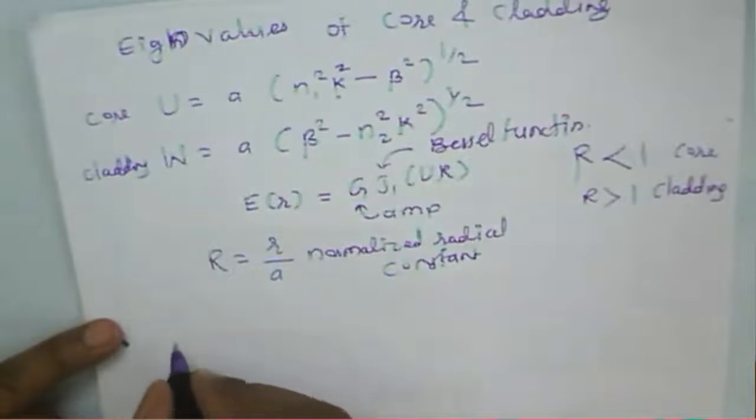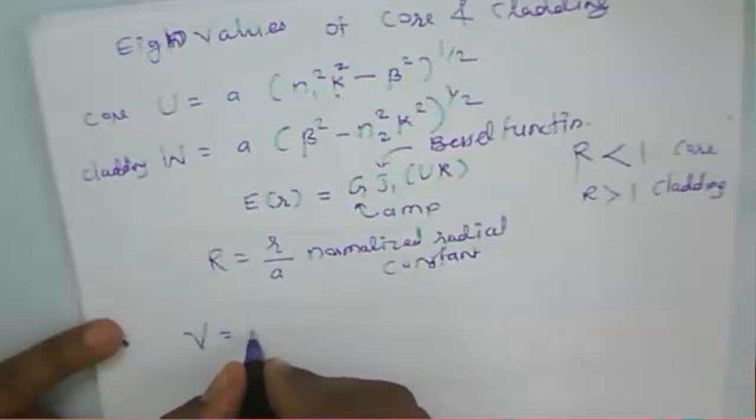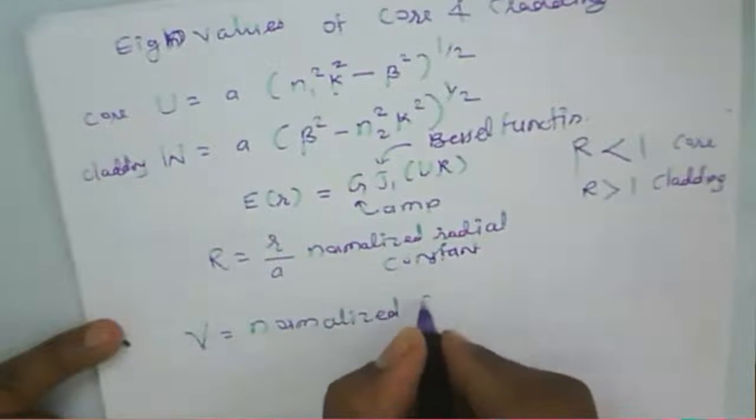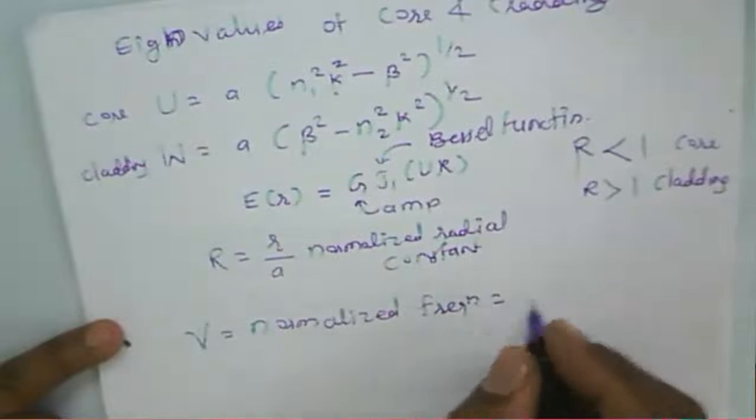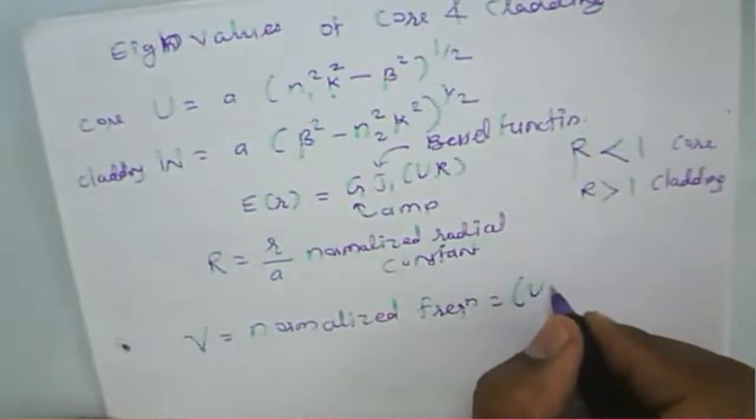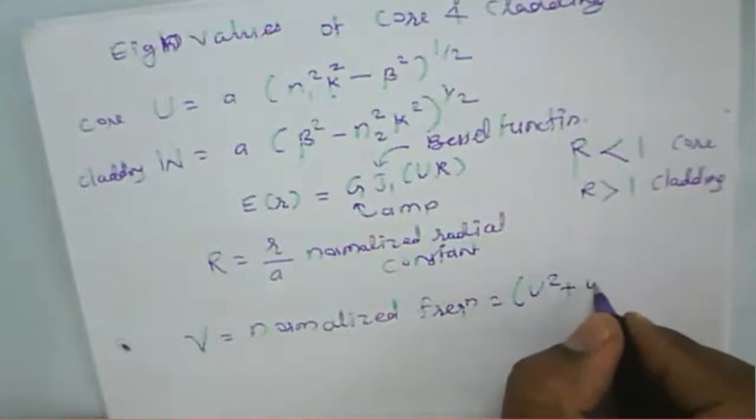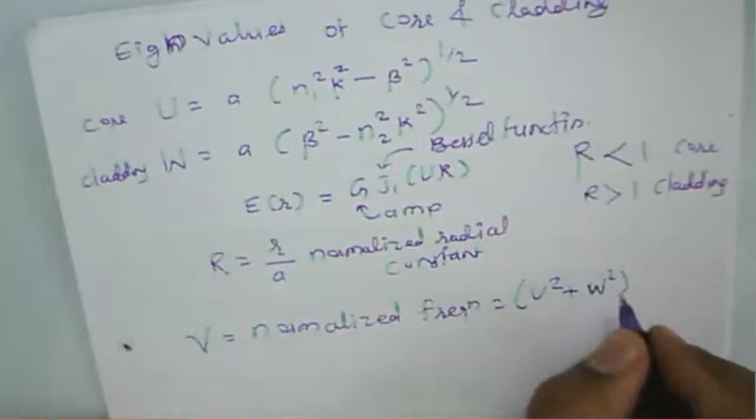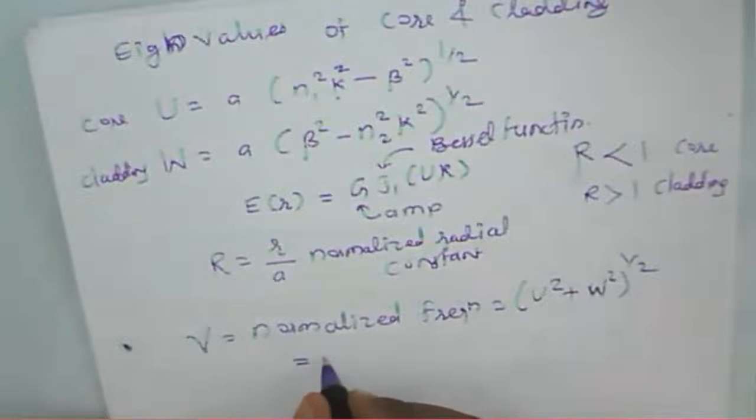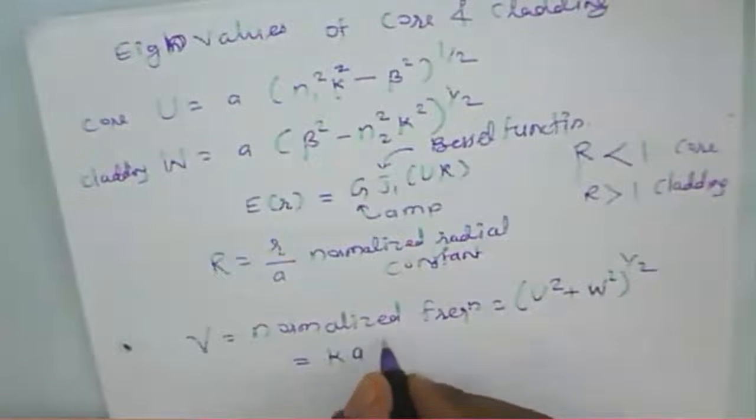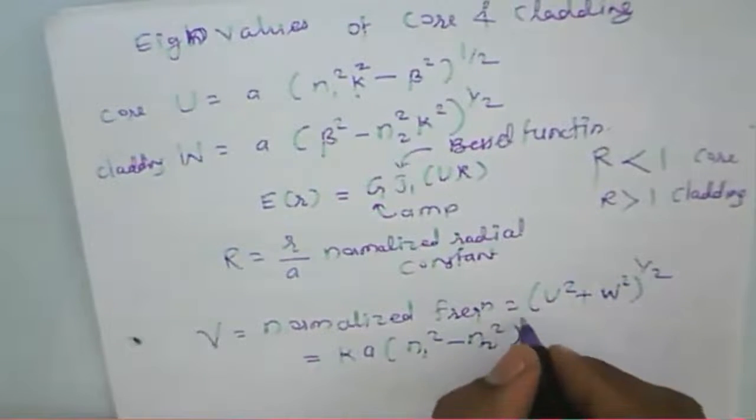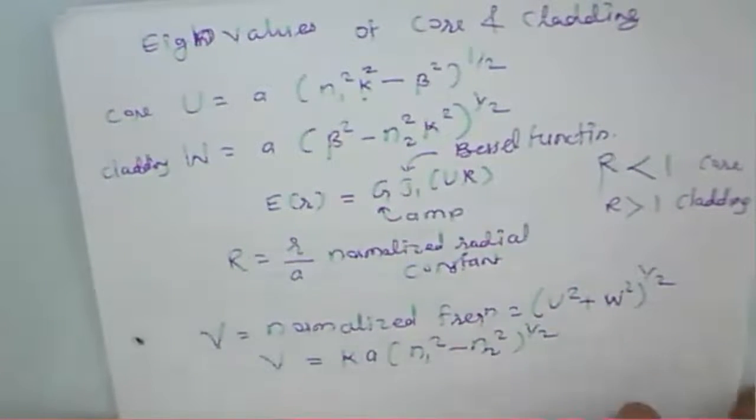And using that, we can find out a normalized frequency. That normalized frequency is equal to the eigenvalues we are getting, that is nothing but (u squared plus w squared) raised to 1 by 2, and that is equal to k a (n1 squared minus n2 squared) raised to 1 by 2. That is nothing but V.